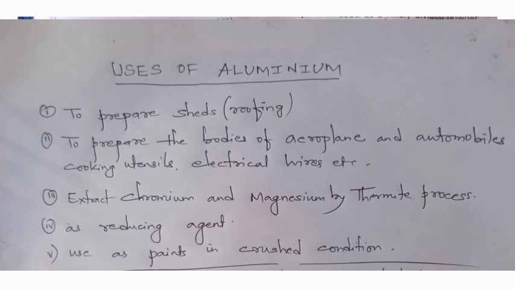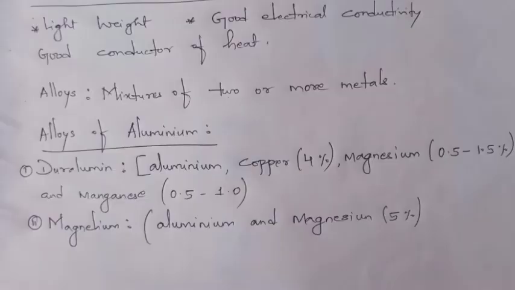It is used for making cooking utensils, electrical wires, and it is used to extract chromium and magnesium metal by the thermite process, which we'll discuss later. In the laboratory, it is used as a reducing agent, and in powder form, aluminium is used as a paint. As aluminium is light in weight, it is a good conductor of electricity and a good conductor of heat.